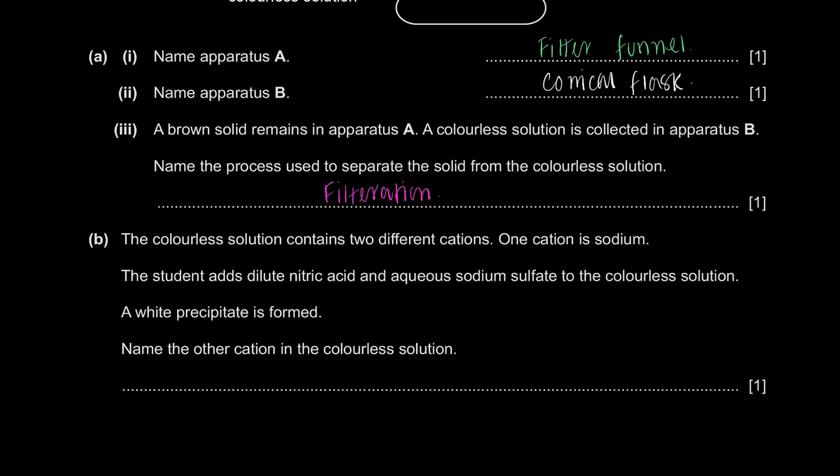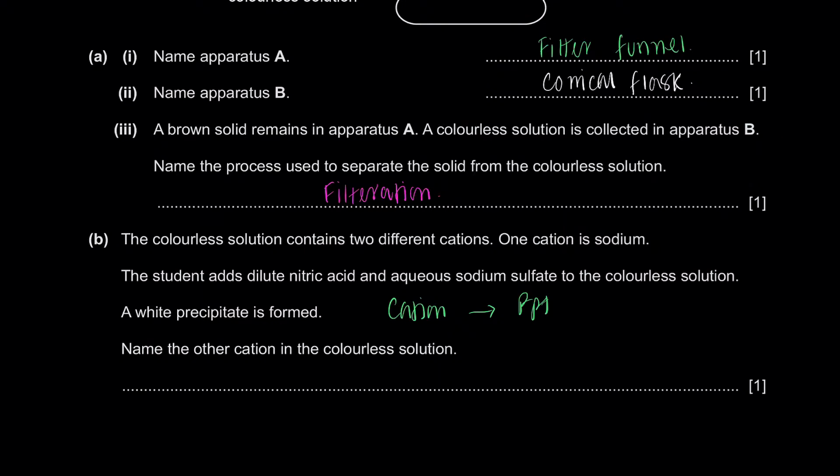Oh, well. Continuing with the question. A student adds dilute nitric acid and aqueous sodium sulfate to the colorless solution. A white precipitate is formed. Name the other cation in the colorless solution. One thing you want to note is that they're not talking about sodium. So they're only testing for one ion. Rephrasing this question, there's one cation, a cation that forms a precipitate when what is added to it?